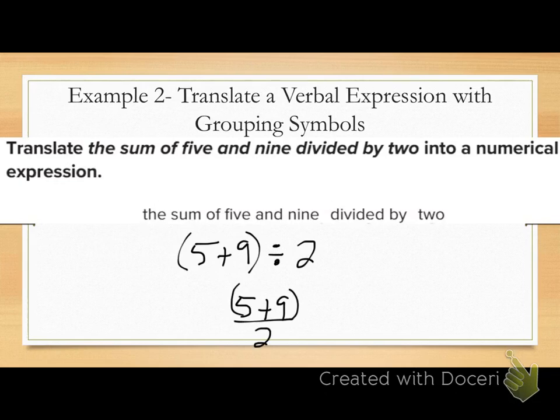I could do 5 plus 9 over 2. I can make it a fraction. Fractions are just division. Okay? Any questions on example 2?